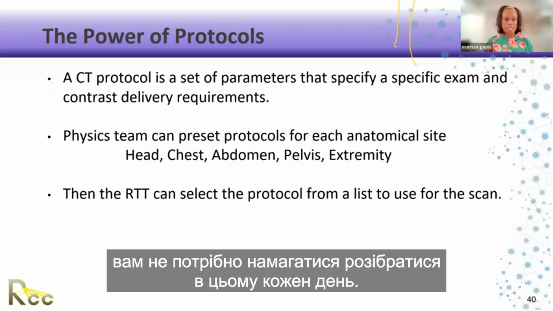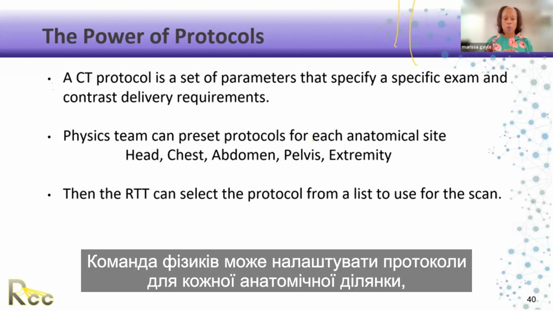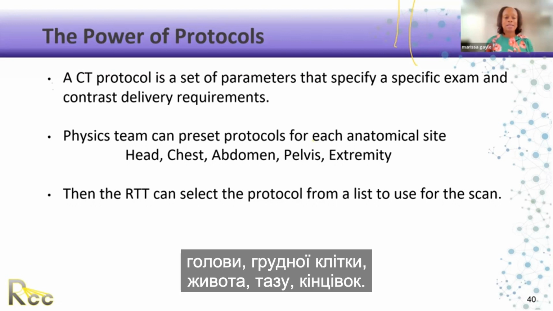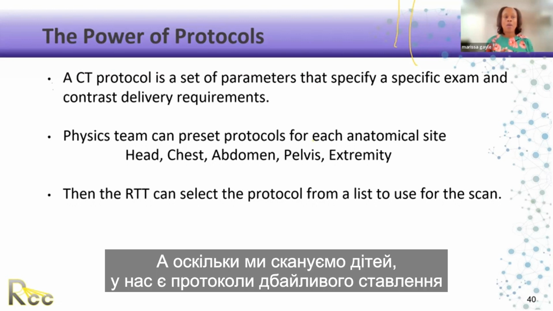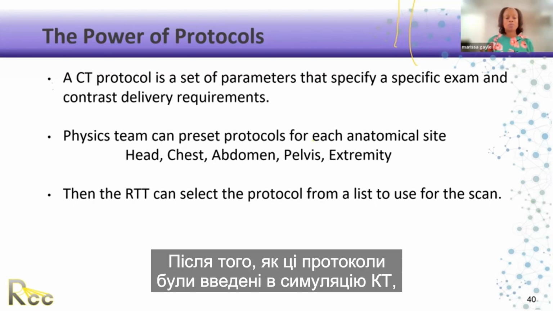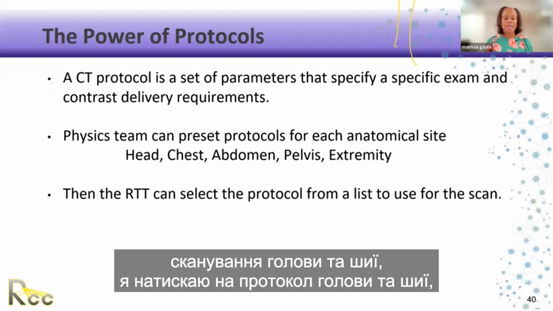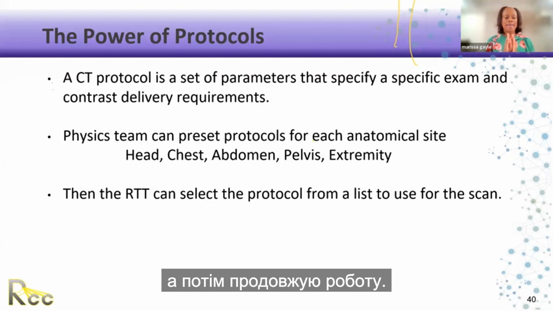A CT protocol is a set of parameters that specify a specific exam and contrast delivery requirements. The physics team can preset protocols for each anatomical site: head, chest, abdomen, pelvis, extremities. And since we do scan children, we have Image Gently protocols for our pediatric cases. Once these protocols are set into the CT sim, it's very easy for the radiation therapist, because if I'm going to do a head and neck scan, I click on the head and neck protocol and then I proceed.